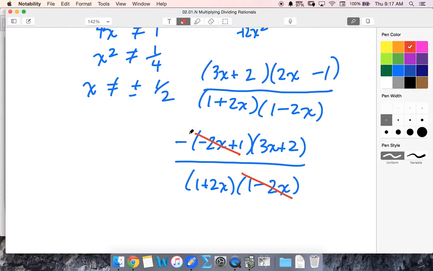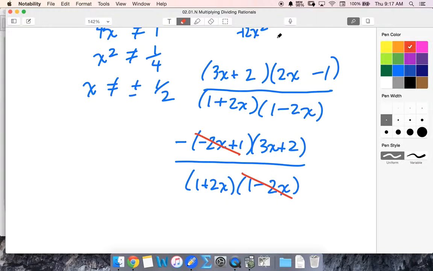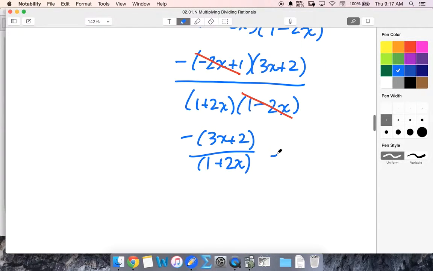I've still got this negative up top, don't lose it. I'm going to have negative 3x plus 2 over 1 plus 2x. You could leave it like that, or you could rewrite it as negative 3x minus 2 over 1 plus 2x. I actually think this one's a little bit prettier.